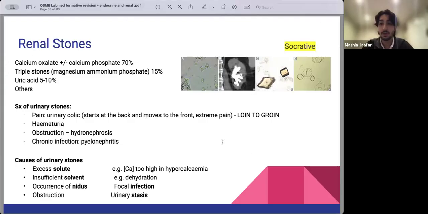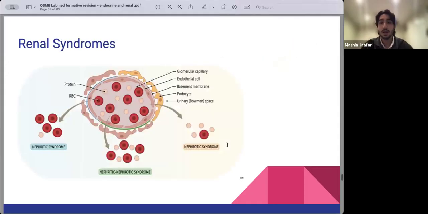Perfect. So these struvite stones, ammonium, magnesium, phosphate, they cause huge calculi, and usually you need surgery to remove them. They don't just pass. Okay. I'm just conscious we're running out of time, so I don't want to keep you guys too late. So we're just going to do a quick review of the renal syndromes.